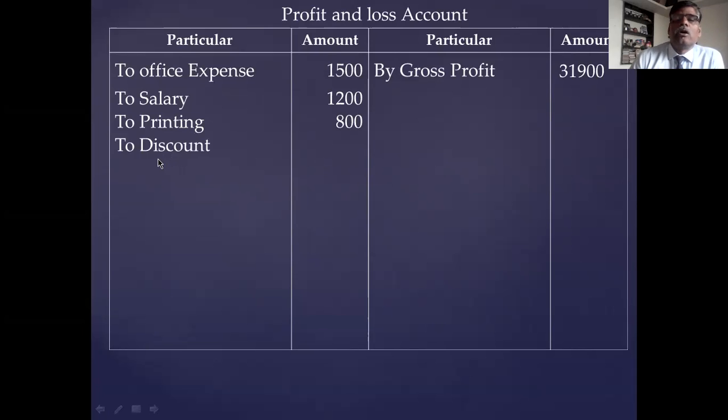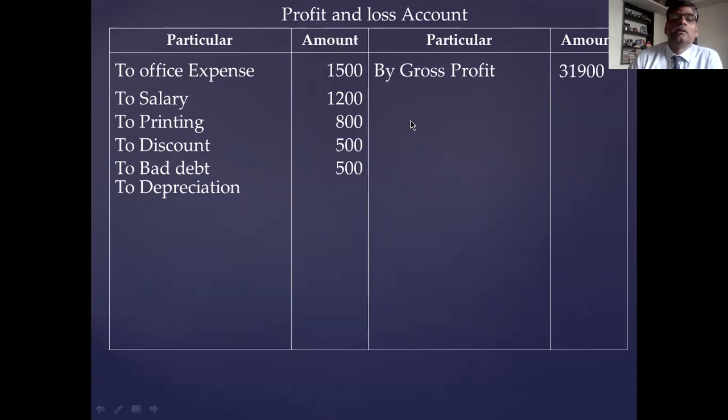In the debtors account, discount is there. To discount, 500. In the creditors account, discount earned is there. That discount earned comes on the credit side. And one more is there in the debtors account, bad debt. You take bad debt from the debtors account, bad debt, discount.